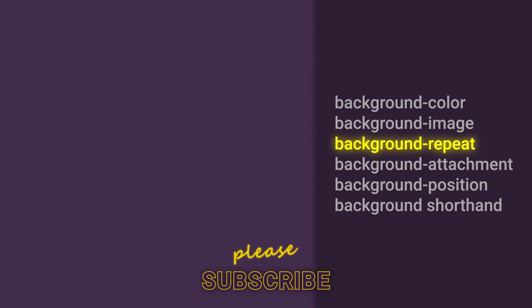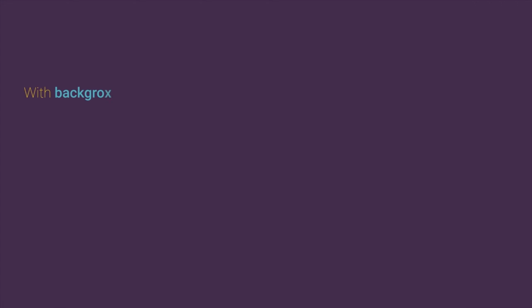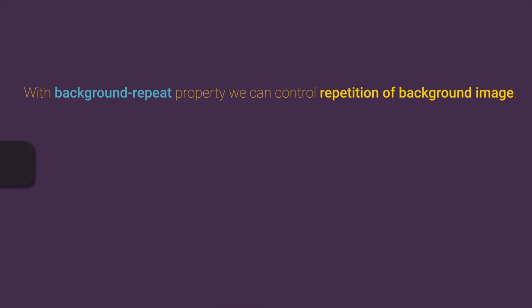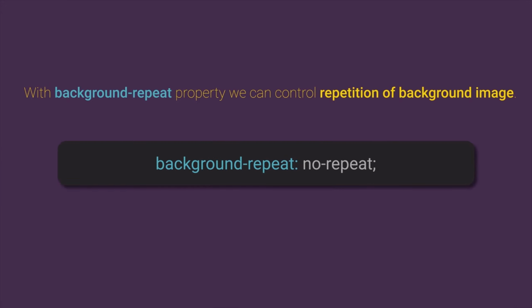What is the background repeat property? Well, with the background repeat property, we can control repetition of our background image. By default, if our image is not big enough to cover the complete area of our background, that image will repeat until the complete area is covered. So it looks like this.